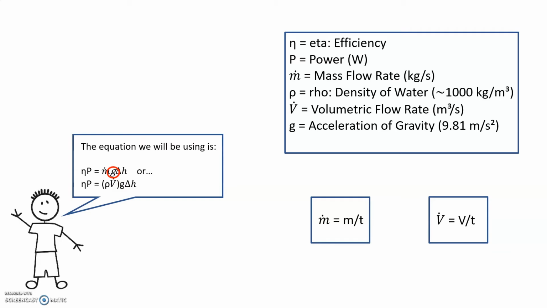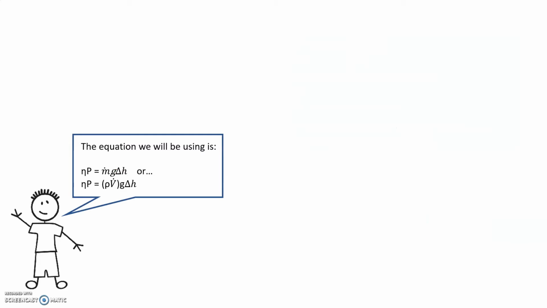The next variable is the acceleration of gravity, or 9.81 meters per second squared. The final variable is the change in height of the water, also referred to as the head. The head is the height difference between where the water enters the system and where it leaves, which is not necessarily the height of the dam. So now that we understand the parts of this equation, we can do a practice problem.